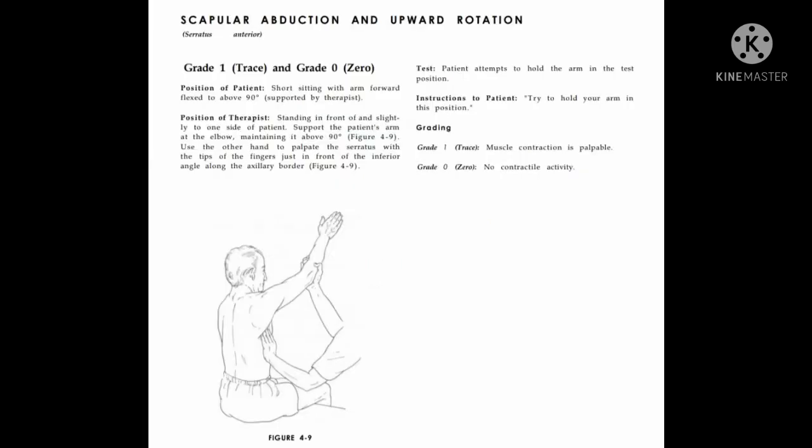Grade 1 and 0, patient position, short sitting with arm flexed forward above 90 degree supported by therapist. Therapist position, standing at the side of the patient and supporting the patient's arm at elbow joint. Other hand palpates the serratus anterior, just in front of the inferior angle of the scapula along the axillary border.